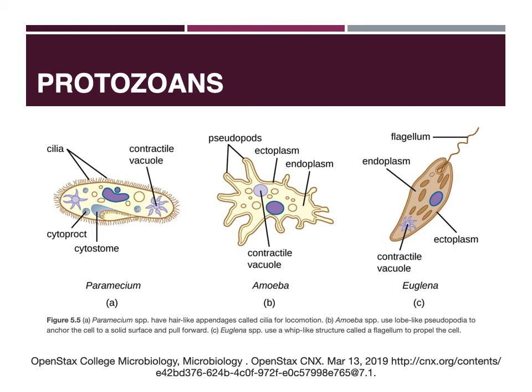So this figure just shows you some different examples of what some of these protozoans would look like. So in panel A, our paramecium would be a ciliate. In panel B, our amoeba is going to be our Sarcodina. And then panel C, this would be an example of a flagellate.